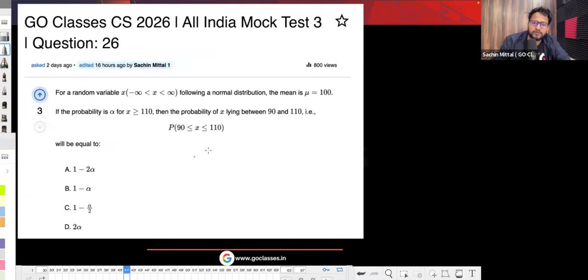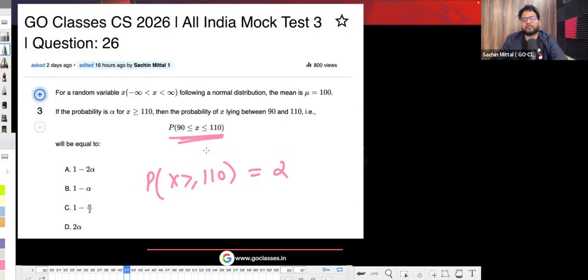Now let's see this probability question. This was a nice question, especially it was dealing with the normal distribution. Okay, symmetricity of the normal distribution. So here they are saying that it is given that probability of x greater than or equal to 110 is alpha. Okay, this probability is alpha. Now they're asking what is this probability if it is normal distribution. See, in the normal distribution, the mean is given as 100. Okay, so in the normal distribution, it is basically symmetric about the mean.